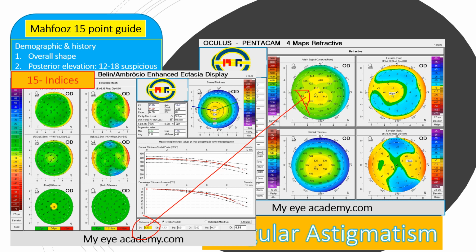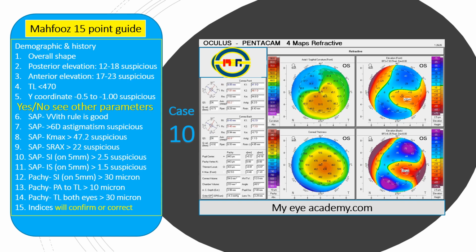Otherwise D back, which is the posterior elevation, and DP, which is the pachymetry progression, and DT, which is the thickness at the thinnest location, and DA, which is the displacement of the thinnest location, all of them are in the normal range, and the total D is within the normal range. So this is a normal cornea, and we need to follow up the patient to look for any possible progression towards abnormality. So we start with case number 10.